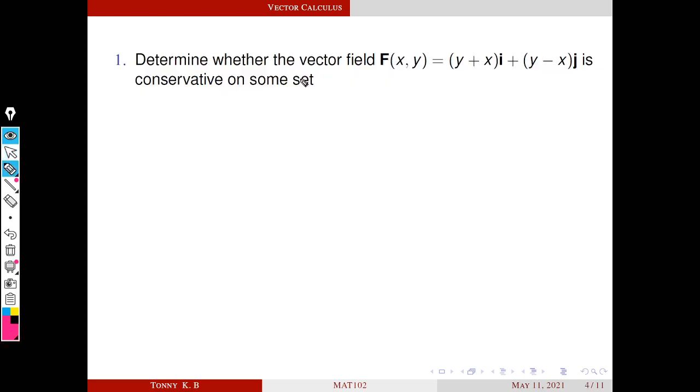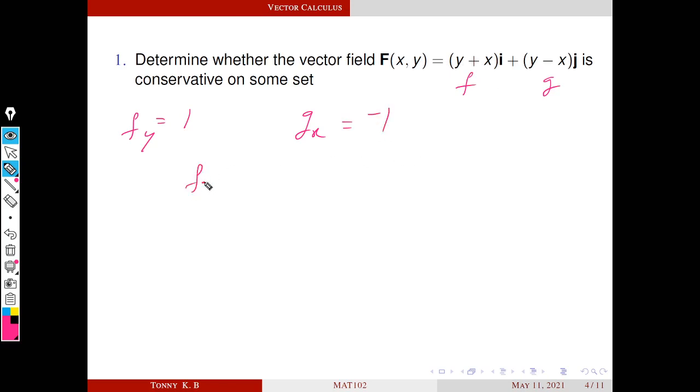First problem: determine whether the vector field F(x,y) = (y + x)i + (y - x)j is conservative on some set. It is clear that f = y + x and g = y - x. So we have to compute f_y and g_x. If you differentiate f with respect to y, this becomes 1. And g_x is -1.